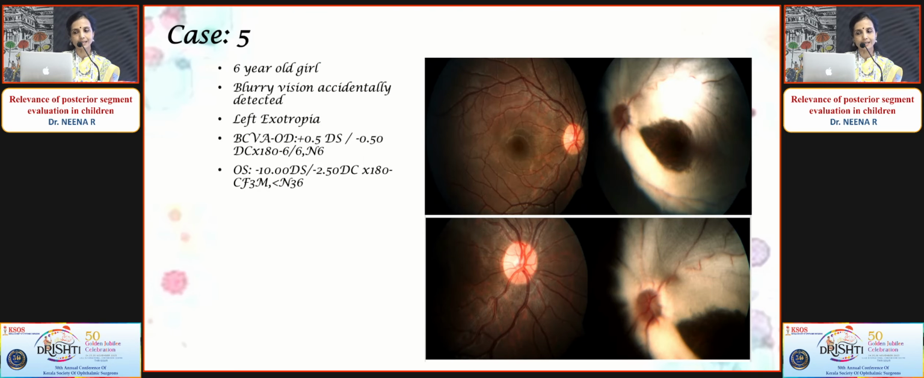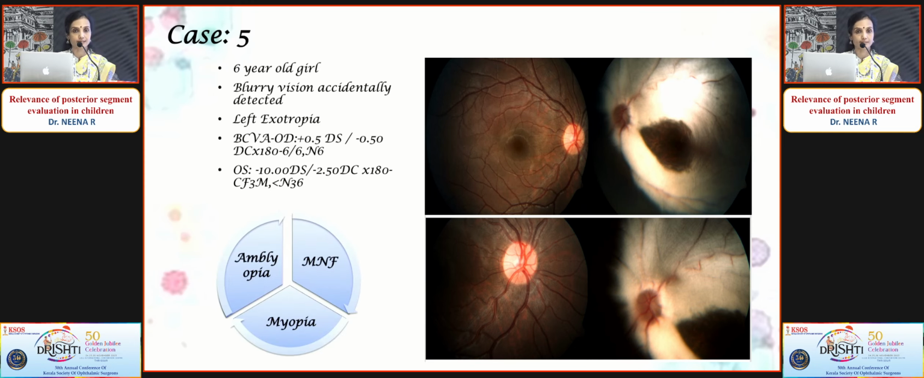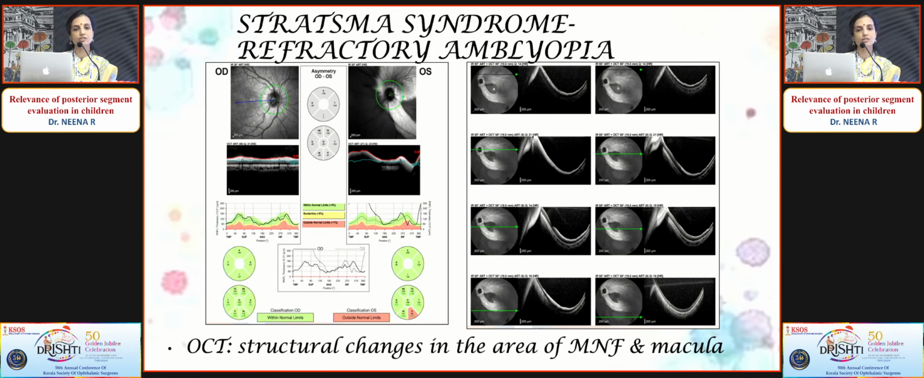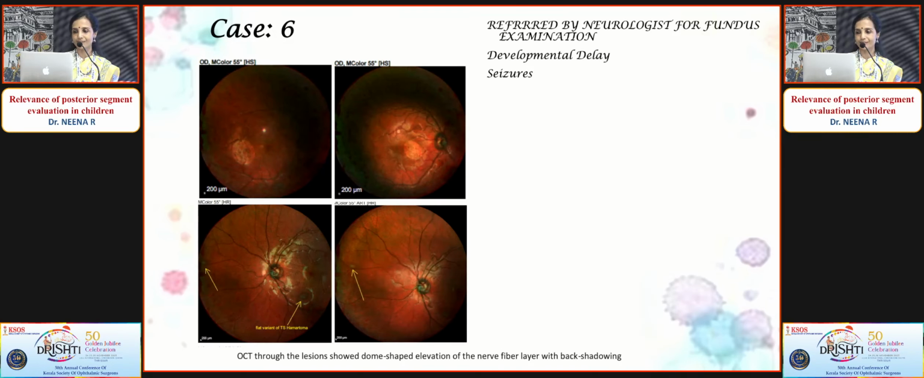Another case of a myelinated nerve fiber, again will be referred to you as amblyopia, but look at the extent of the myelinated fiber. So there is a triad of severe myelinated nerve fiber, high myopia, and amblyopia. So this is Straatsma's syndrome, and it is not going to improve. It's a case of refractory amblyopia. There is a structural problem, thickening of the nerve fiber layer at the disc as well as in the macula, and it's not going to improve. So this is the importance of explaining the prognosis to the parent.